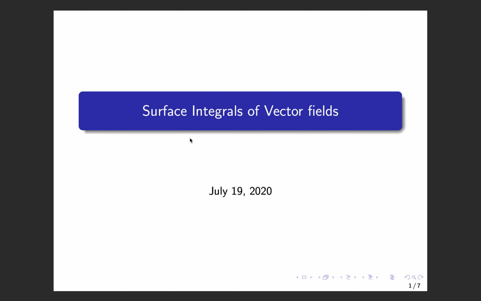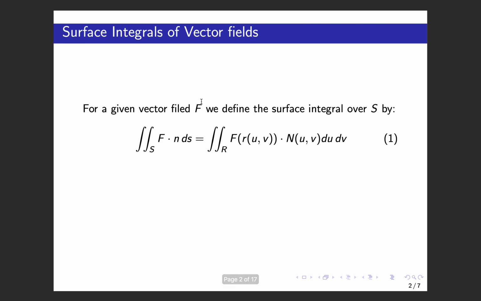Hello everyone. In this video, I will go over an example of a surface integral of a vector field. Given a vector field F, we denote a surface integral by a double integral over S of the dot product of the vector field and the vector surface element, where n is the unit normal vector to the surface element and dS is the length of the vector surface element.